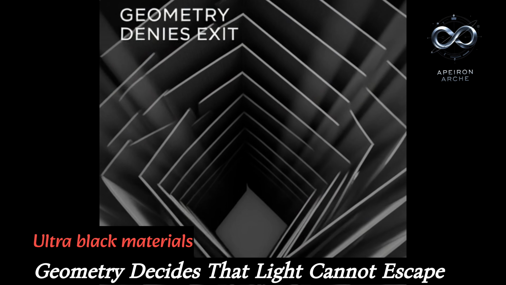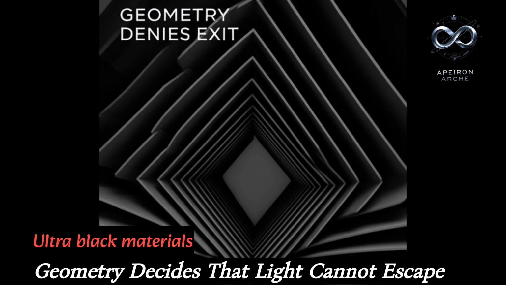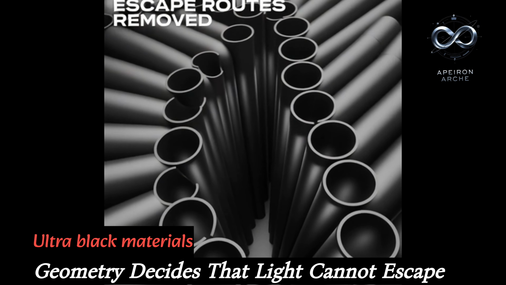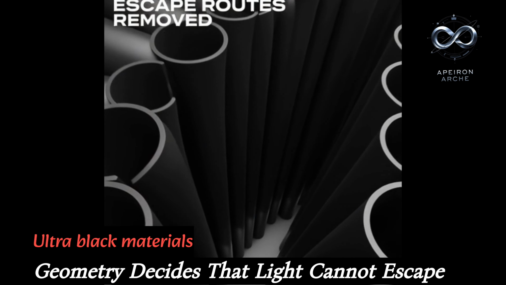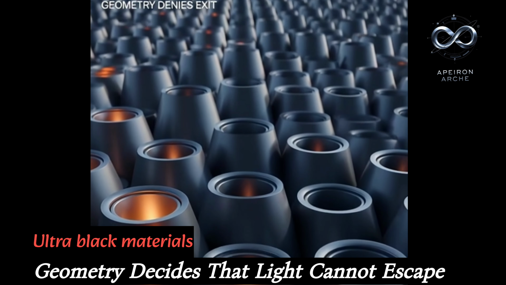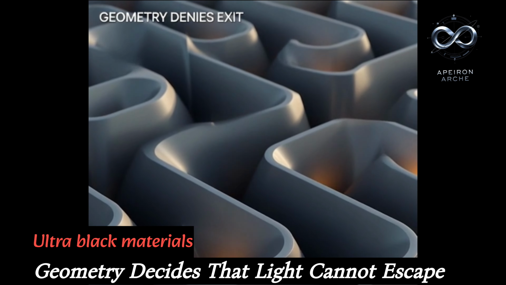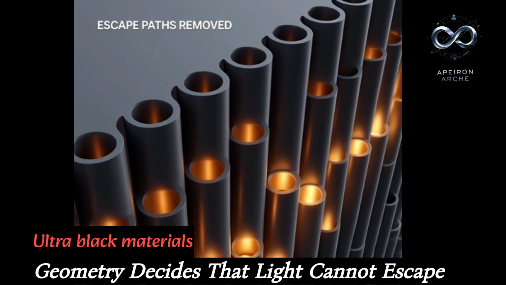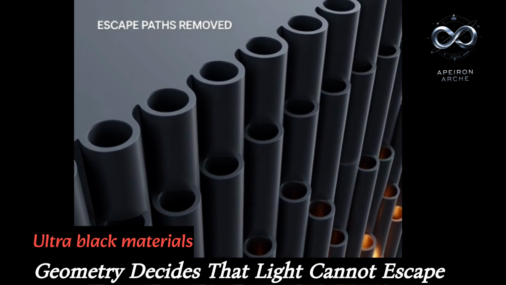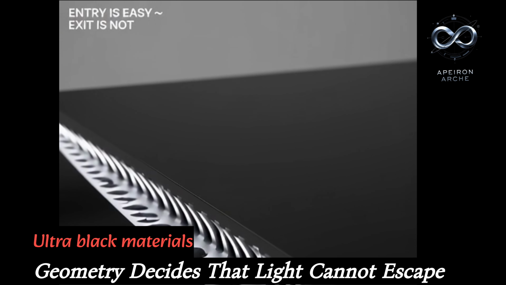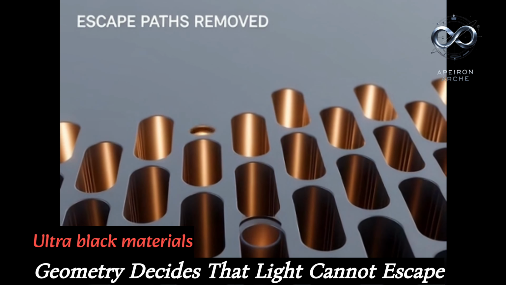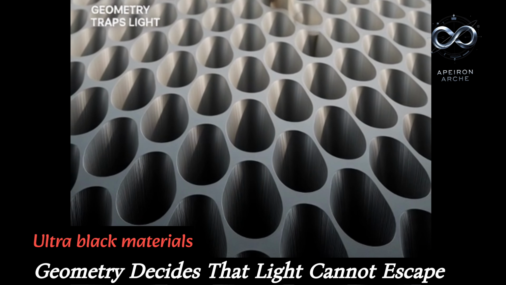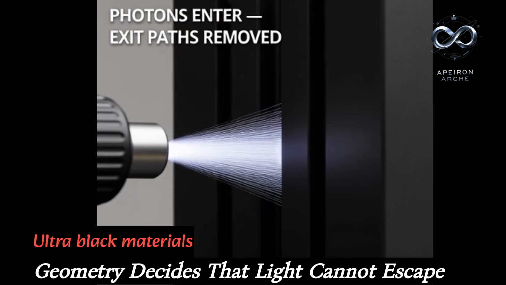The geometry is anisotropic, meaning the geometry behaves differently depending on direction. Entry is easy, but exit is not. With each interaction, the probability of absorption increases, not because the material is unusually absorptive, but because the photon is forced to interact repeatedly. Eventually, absorption becomes inevitable. Nothing captures the photon. Every efficient escape route has been removed. That is why darkness is angle independent, as light arriving from the side still enters the same maze.